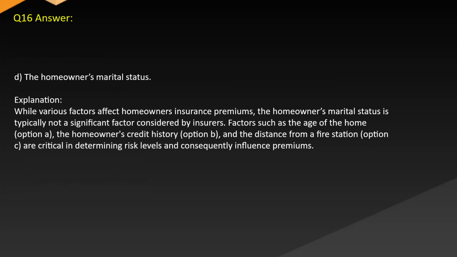Answer. D. The homeowner's marital status. Explanation. While various factors affect homeowners' insurance premiums, the homeowner's marital status is typically not a significant factor considered by insurers. Factors such as the age of the home, option A, the homeowner's credit history, option B, and the distance from a fire station, option C, are critical in determining risk levels and consequently influence premiums.